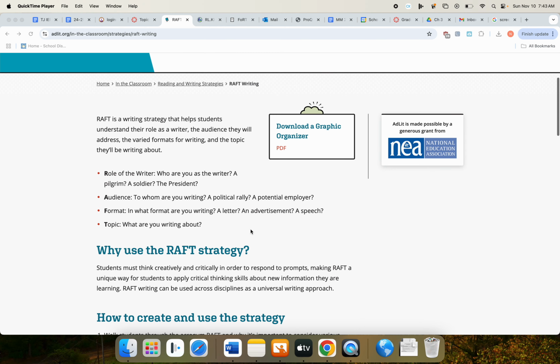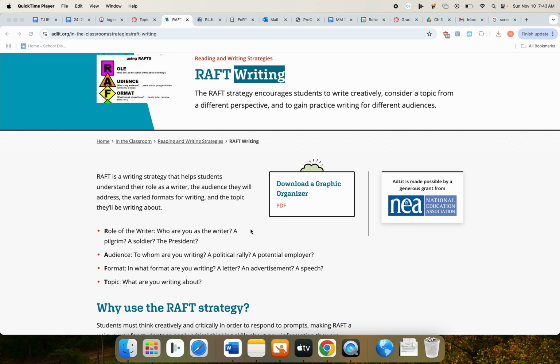So overall, the RAFT writing strategy, I think, is one of the most applicable if you are a math teacher, because there generally isn't a lot of writing within math. It fits those different pieces, though, with the visuals and who you're writing to and why you're writing that. So the RAFT strategy.